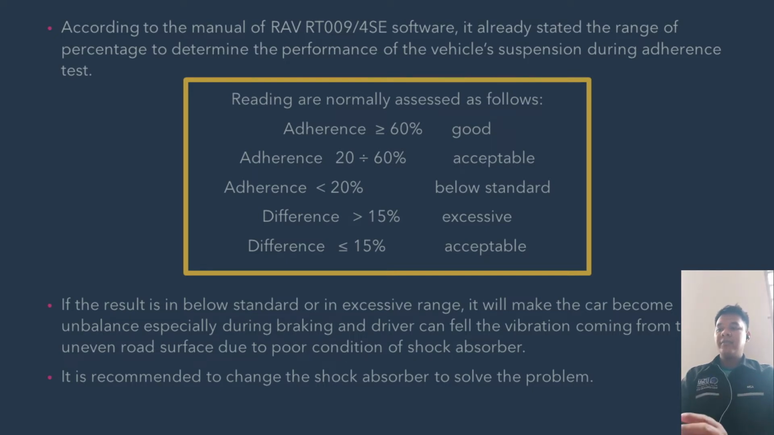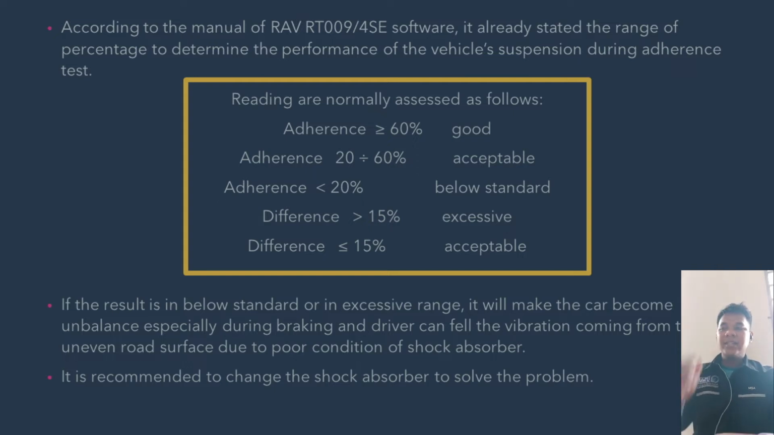As for the difference, when the difference is more than 15%, the suspension system is excessive, or if it is below 15%, then it's acceptable. So during our lab session, we got both front right and front left around 70 to 80%, and the difference was only 2%. While for the rear right and rear left tire, we got the adherence test around 13% and 30 something for both of them, and the difference is just 11 or 10%. So all of those numbers are in the good and acceptable range of the result.